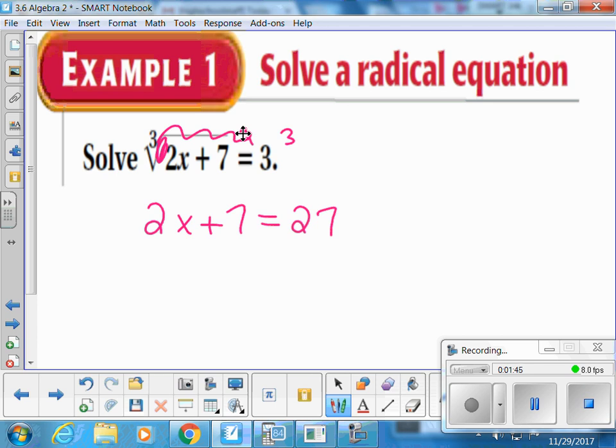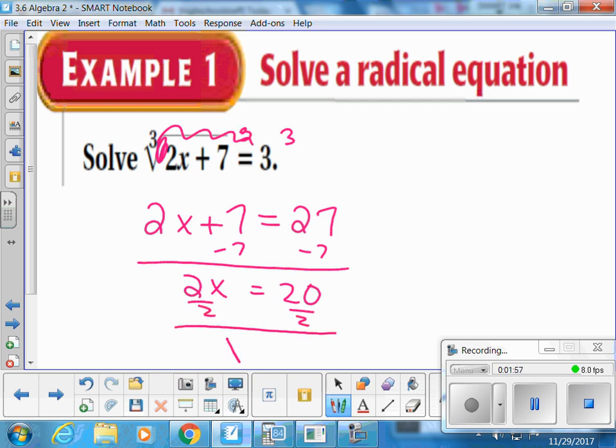You'll subtract 7 from both sides, giving us 2x equals 20, and then divide both sides by 2. So everything looks great. We definitely did everything correctly, but since we raised both sides to the third power, it does become important that we check our solution. It's a really pretty quick check.